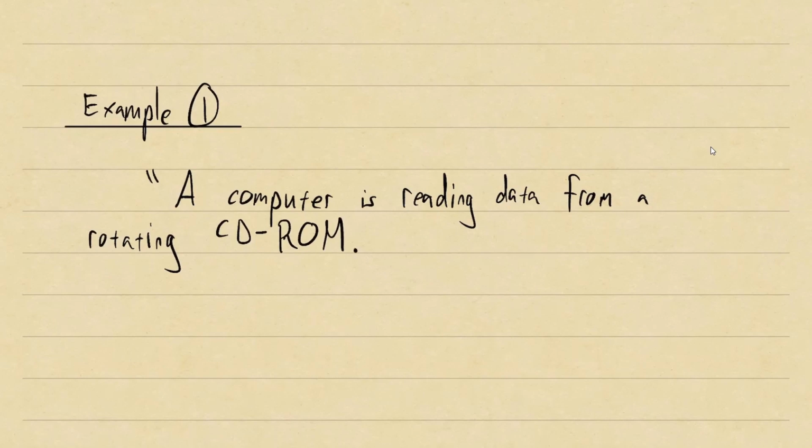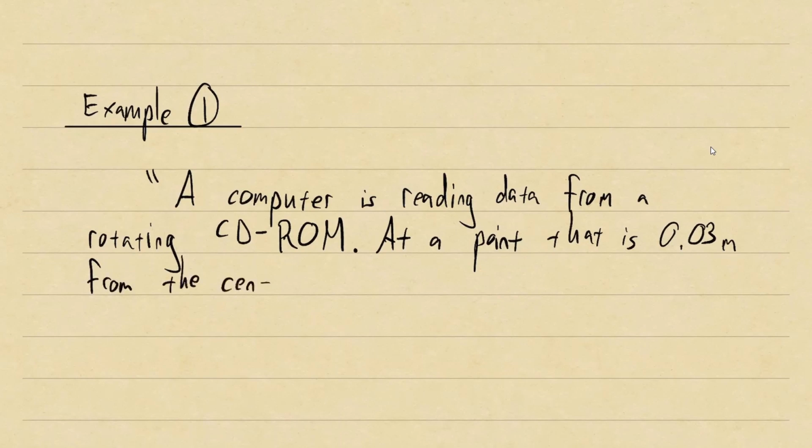So at a point that is 0.03 meters, or 3 centimeters, from the center of the disk, the centripetal acceleration is 120 meters per second squared.